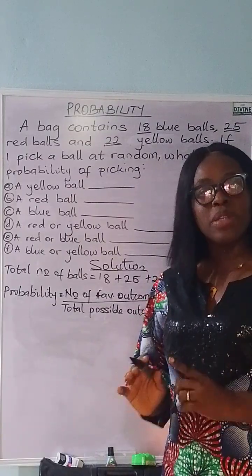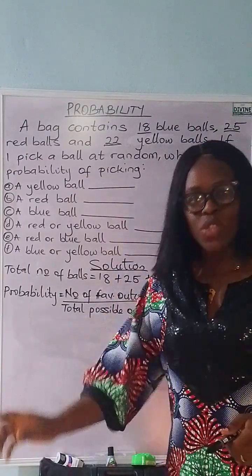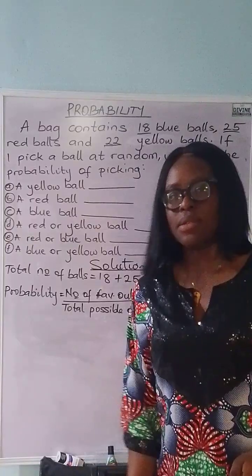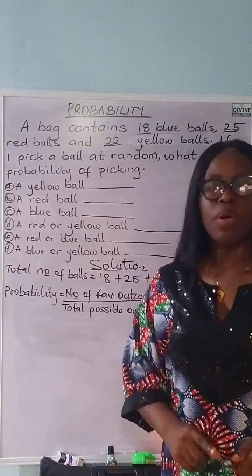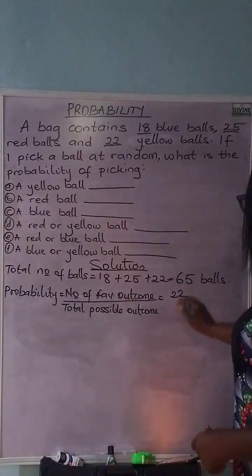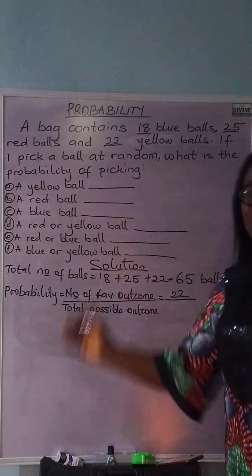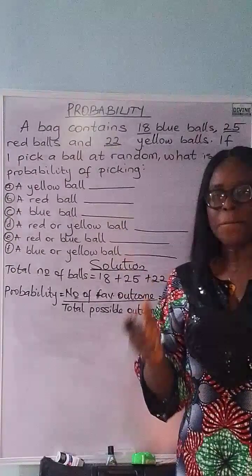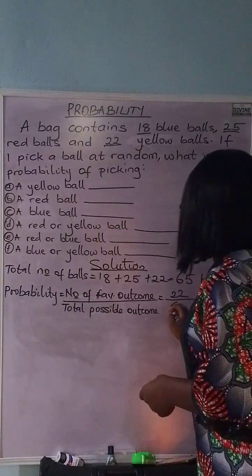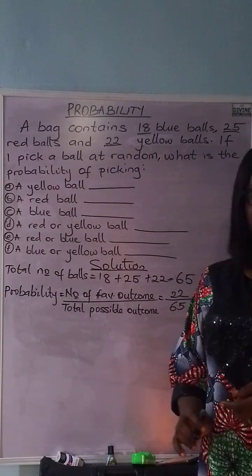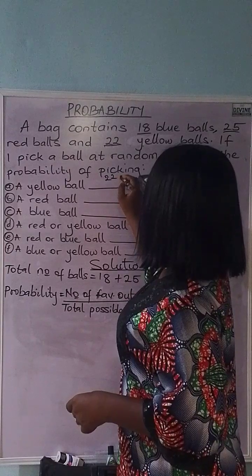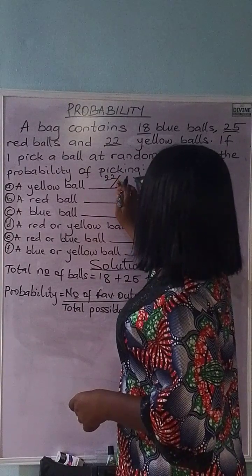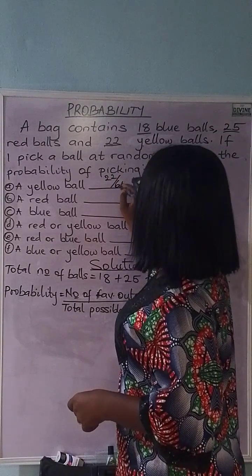So the probability is that 22, because I have 22 chances out of the 65 balls of picking a yellow ball. So that is why we are using 22 over the total number of balls in the bag, which is 65. So the probability of picking a yellow ball is 22 over 65.